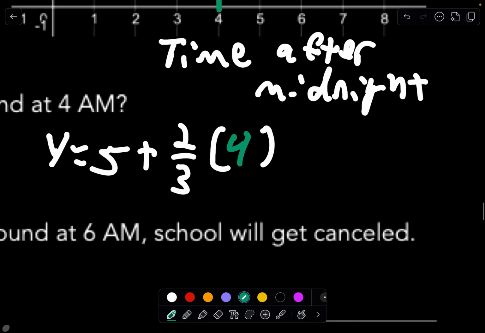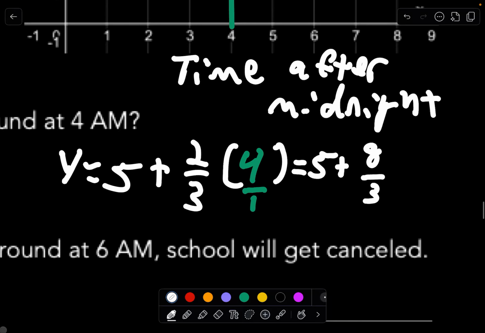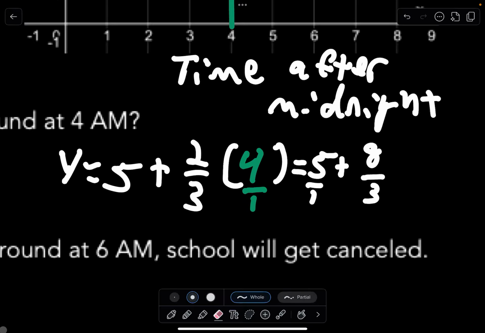Well, this is a little bit of a pain. I mean, most students don't like fractions and working with them. But remember, you can turn the 4 into a fraction by putting a 1 underneath, and then you get 5, and then you multiply the tops together. 2 times 4 is 8, and 3 times 1 is 3, so it's 5 plus 8/3. Now, to add fractions, you have to have the same denominator, and there's a 5 over 1. So I have to rewrite 5 over 1, so that'll be over 3.